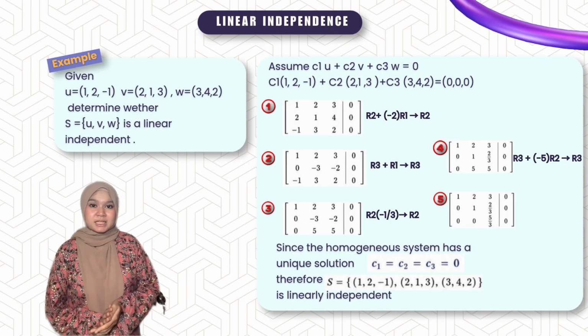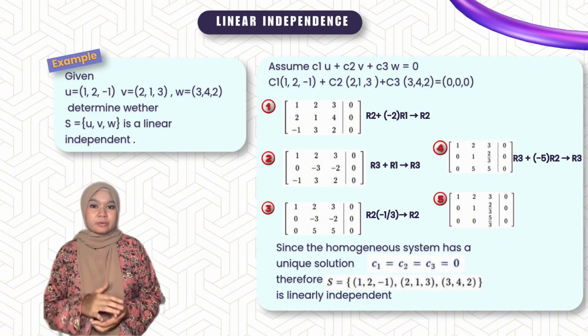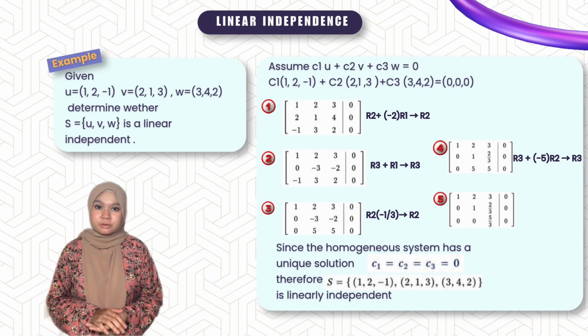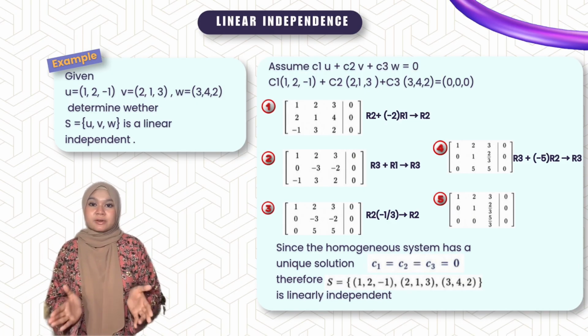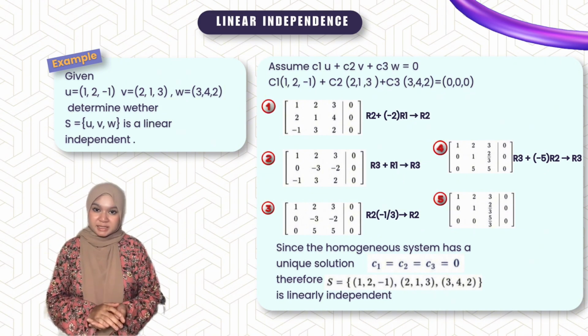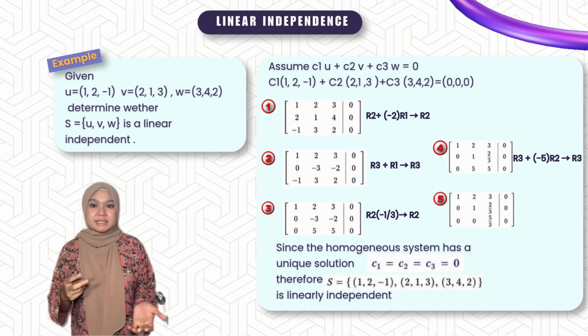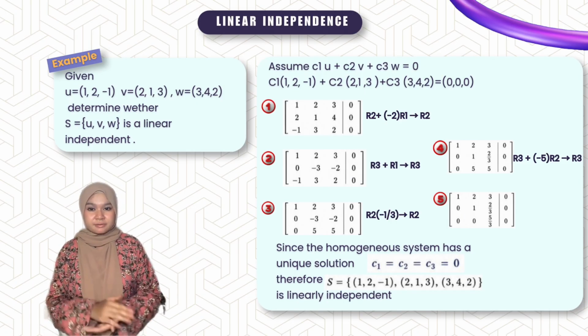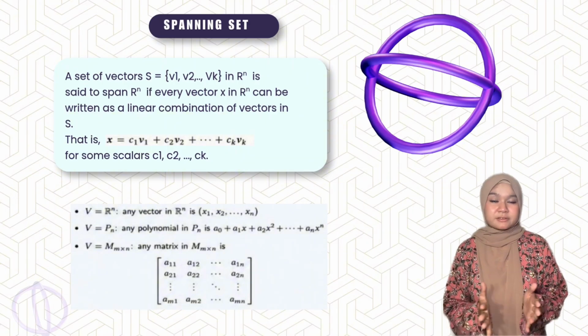In this example, we are given three vectors, u, v, and w. We assume C1u plus C2v plus C3w equals the zero vector. Then, we solve the homogeneous system using the matrix method. Since the system has a unique solution where C1, C2, and C3 are all zero, therefore, the set S is linearly independent. Next, we have spanning set.